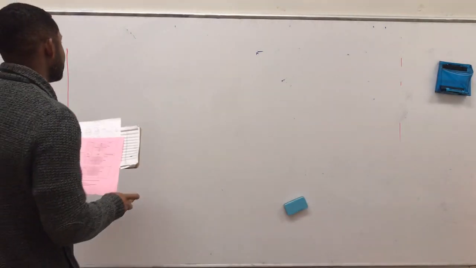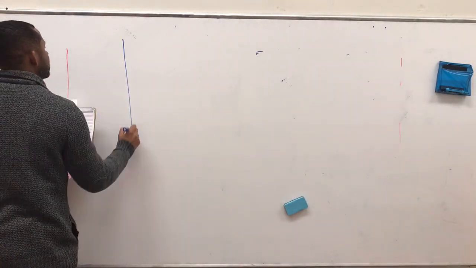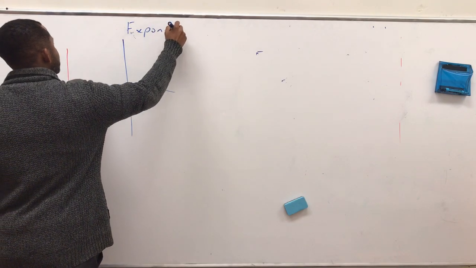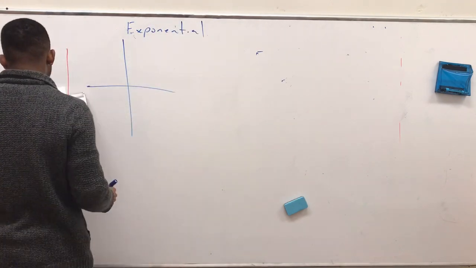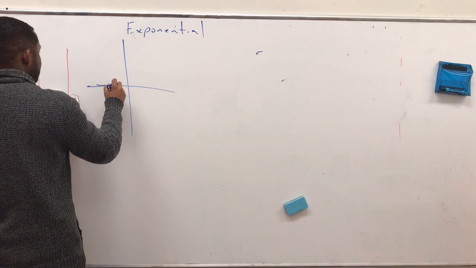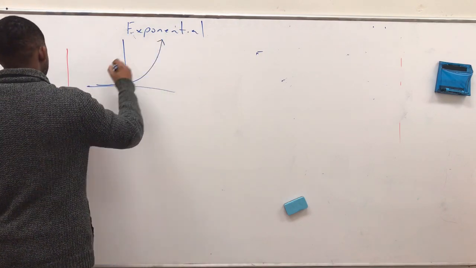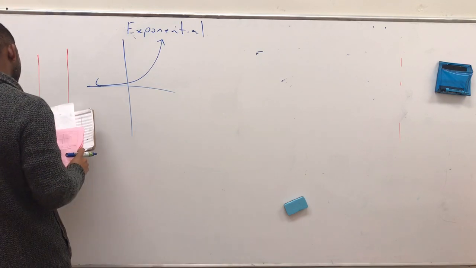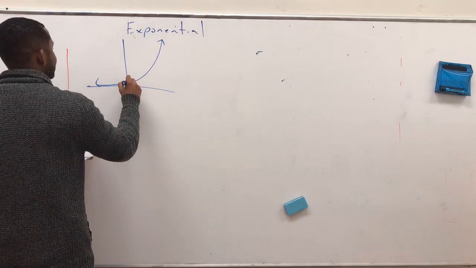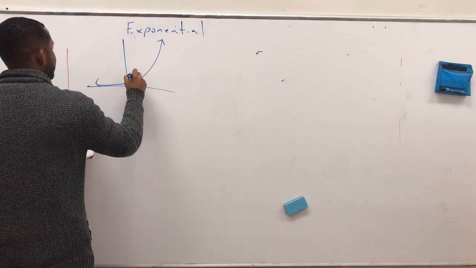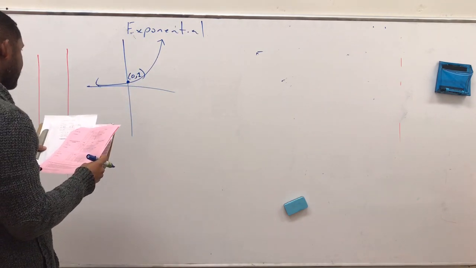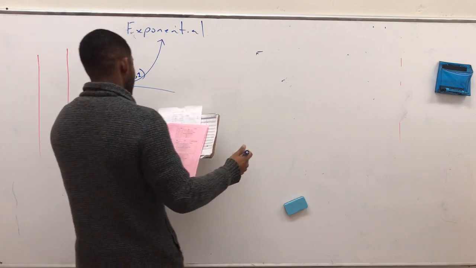We need to do exponential. So the exponential one, which has the graph that looks kind of like so, right? The key point for exponential is actually the point 0, 1. So the point 0, 1 is a key point for the exponential.